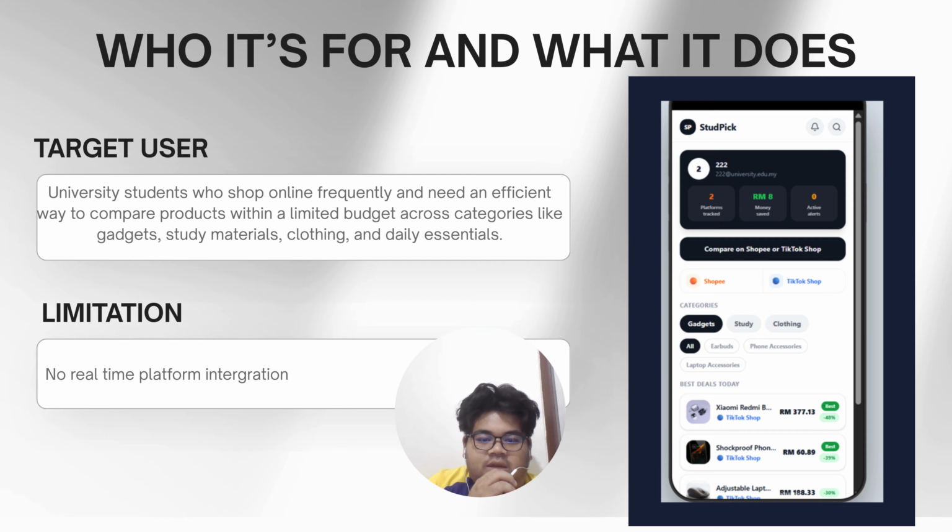As you can see, this is a preview of the StudPick interface. Students can track how many platforms they have compared, how much money they have saved, and view active alerts right from the home screen. They can also browse by category like gadget or study and see the best deal of the day, complete with prices and discount percentages from platforms like Shopee and TikTok Shop.